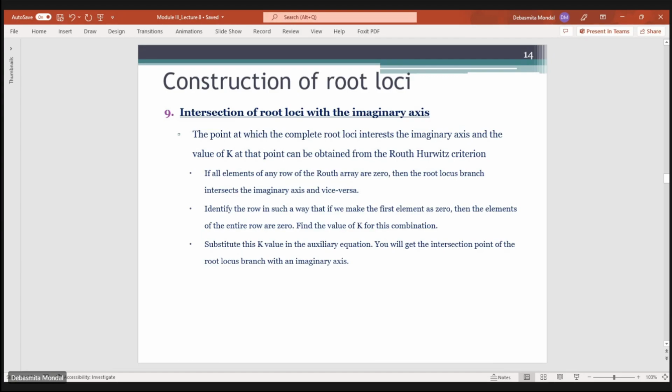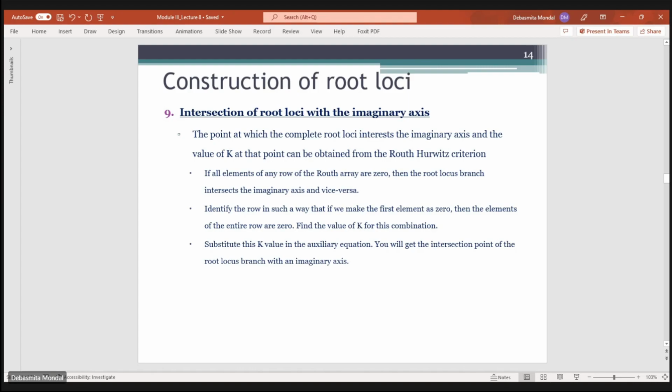If the root locus is crossing the imaginary axis, then in the Routh array, as we studied in the Routh-Hurwitz stability criteria, if all elements of a row in the Routh array are 0, that means there will be a pair of repeated poles in the system. That is the condition when the root locus branch is actually intersecting the imaginary axis.